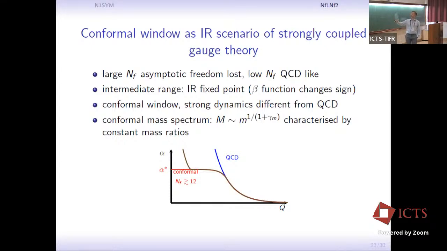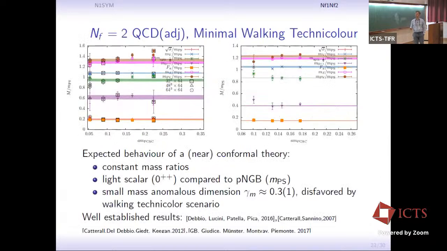Now, in between the QCD-like regime and the regime where you lose asymptotic freedom, there's an intermediate range where the running of the coupling, so the beta function, goes to 0, so an intermediate range of the number of flavors, and you have an infrared fixed point. This is called the conformal window, which has a strong dynamics quite different from QCD, where all masses basically scale to 0 if you set the mass parameter in the theory to 0. So then you lose any kind of scale in the theory, and all masses should scale to 0.